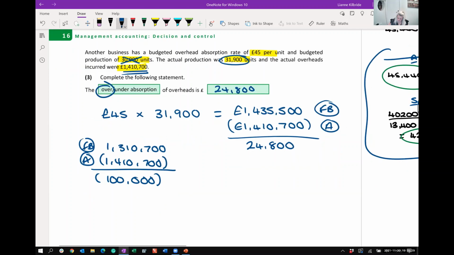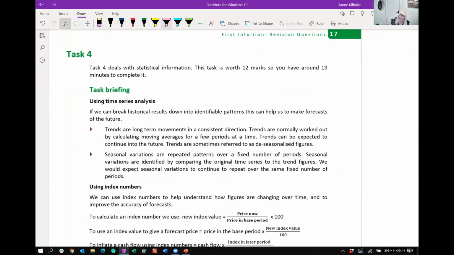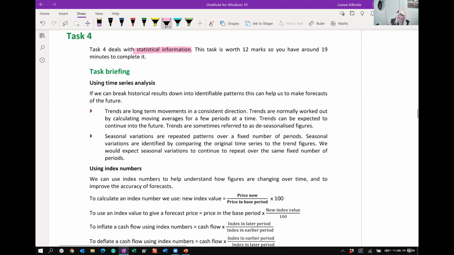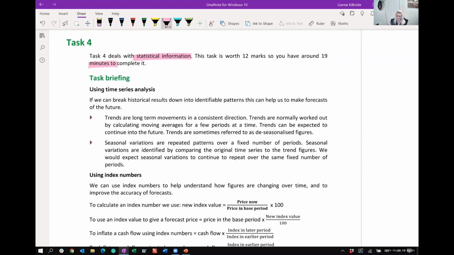Okay, so task 4 is all about statistical information this time. We're going to be looking at trends, and at different costs at different periods, comparing what costs should be now to what they were when we first did a project. In this exam, it's going to take you about 19 minutes to do task 4.